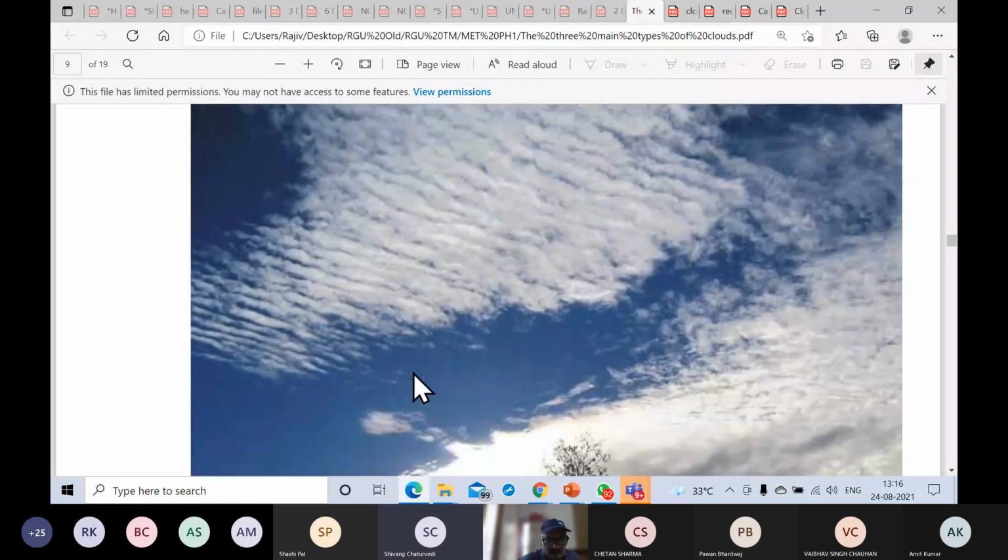Then low level. Low level is prefixed by stratus.